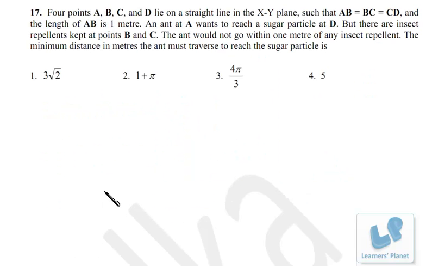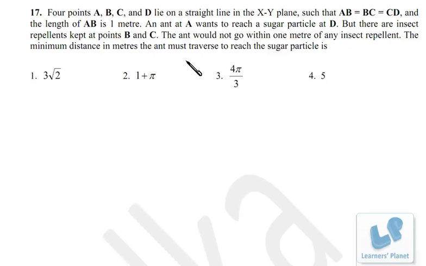Now once again a problem from CAT 2005. 4 points A, B, C, D lie on a straight line in the XY plane such that AB is equal to BC is equal to CD. And the length of AB is 1 meter. An ant at A wants to reach a sugar particle at D, but there are insect repellents kept at points B and C. The ant would not go within 1 meter of any insect repellent. The minimum distance in meters the ant must traverse to reach the sugar particle is.